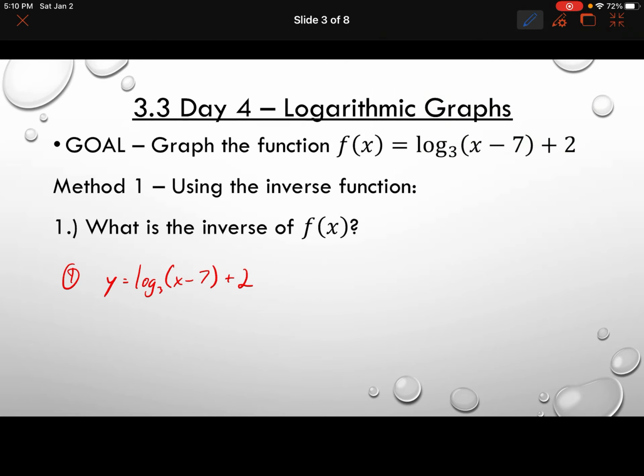So the first thing we're going to do to both sides of this equation is get rid of this plus 2. Okay, so we're going to get rid of this plus 2 by subtracting 2 from both sides.